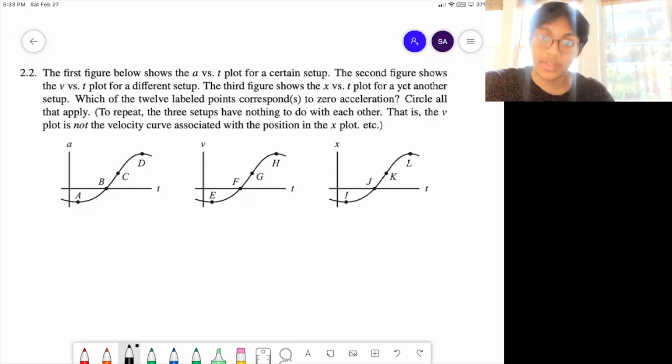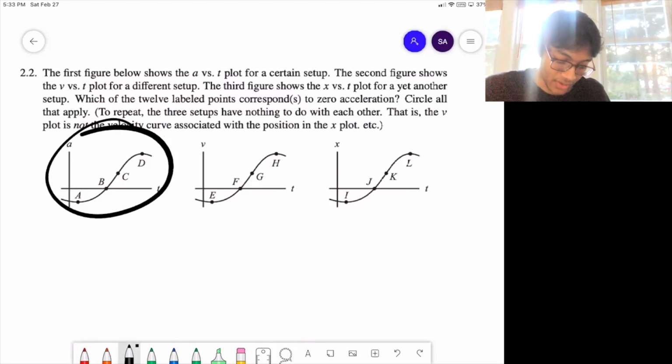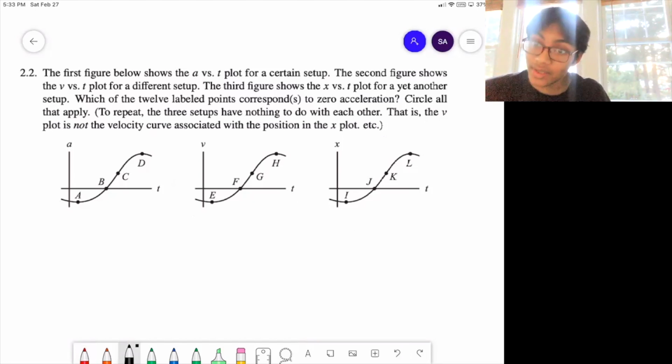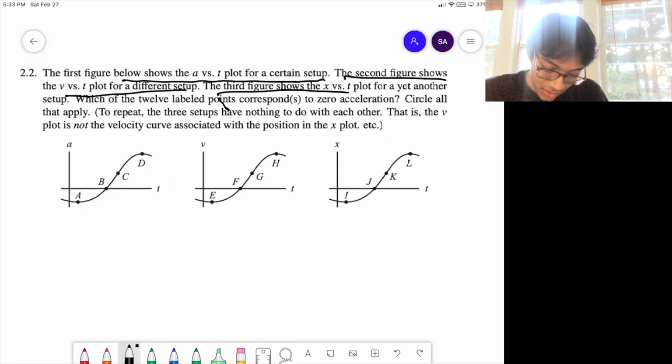Alright folks, let's do some practice with position time, velocity time, and acceleration time graphs. So here we have three graphs. One is an acceleration graph, one is a velocity graph, and one is a position graph. Let's read the question. The first figure below shows the AT graph for a certain setup. The second figure shows the VT plot for a different setup. The third figure shows the XT plot for yet another setup.